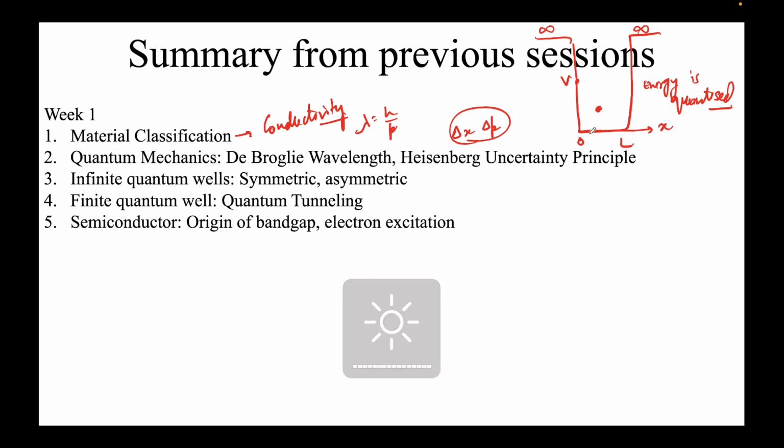On the other hand, if a well is from, let's say, minus L by 2 to L by 2, that is called a symmetric quantum well. This one is asymmetric because it's only on the right side of the y-axis. Then we saw something called quantum tunneling. This concept we'll again talk about today.